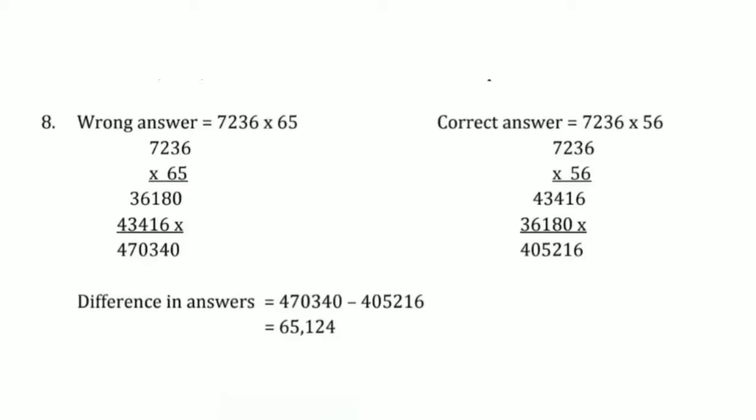4,70,340. And when he will multiply 56 by 7,236, so it should come 4,05,216. So the difference is what? 4,70,340 minus 4,05,216. It will come 65,124. This is the answer.